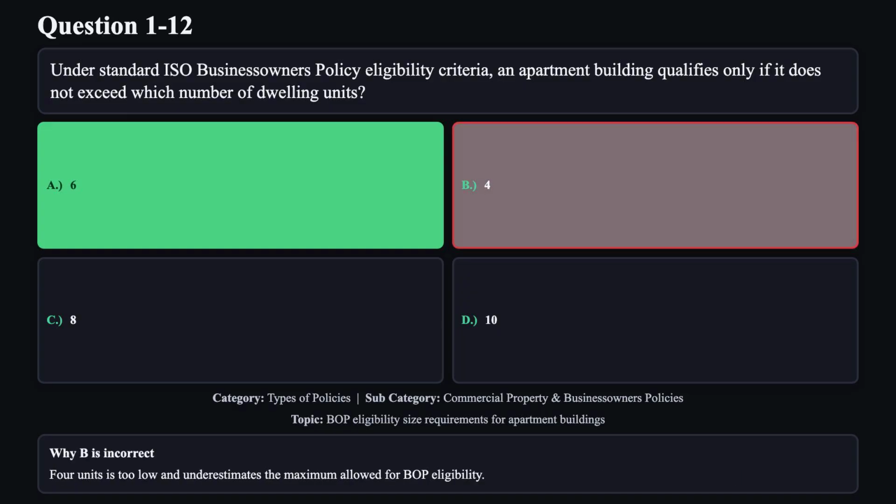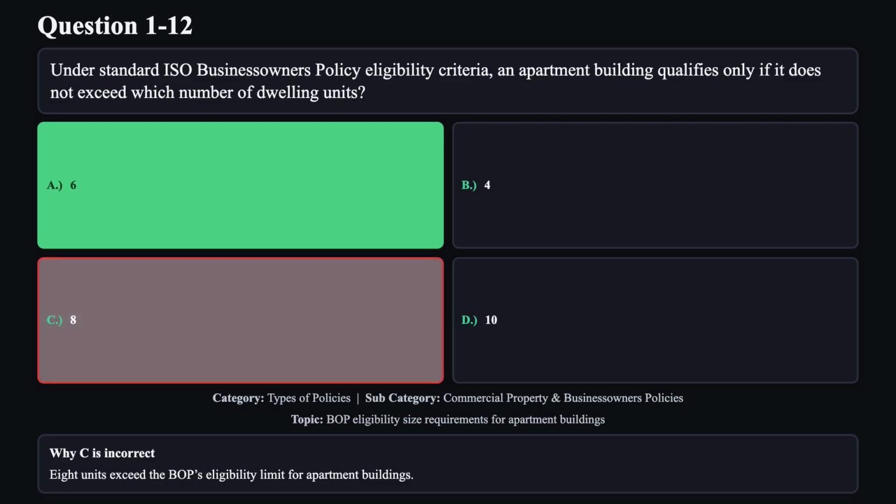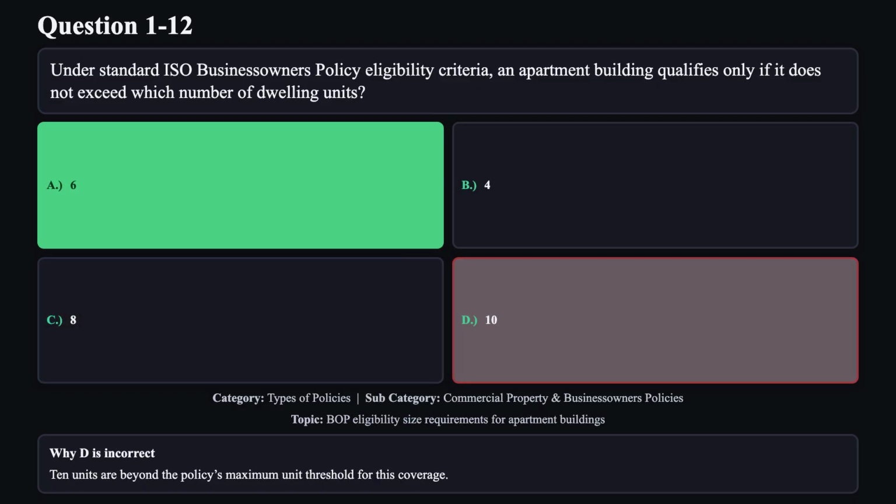Reason B is not correct. 4 units is too low and underestimates the maximum allowed for BOP eligibility. Reason C is not correct. 8 units exceed the BOP's eligibility limit for apartment buildings. Reason D is not correct. 10 units are beyond the policy's maximum unit threshold for this coverage.